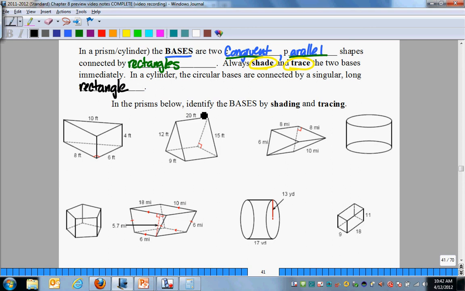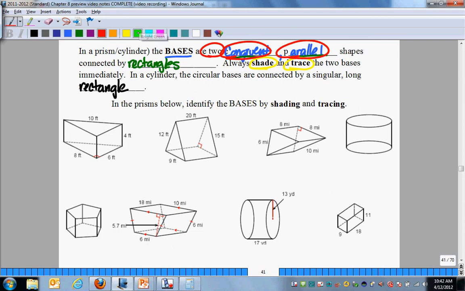So it says in the prisms below, identify the bases by shading and tracing. I'm going to do the first two, and then I'd like you to pause the video and do the rest on your own and then check to see if you're accurate. Again, what are we looking for? We're looking for two congruent, parallel shapes connected by rectangles.